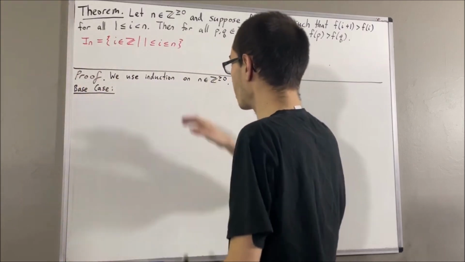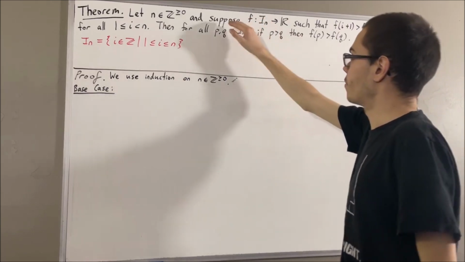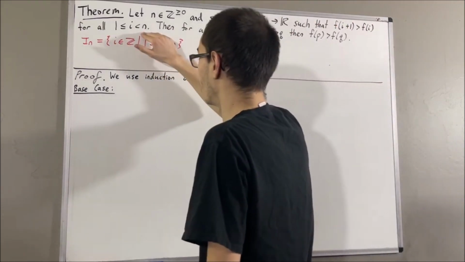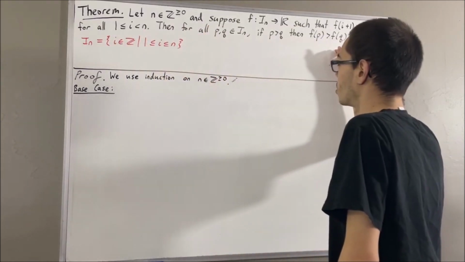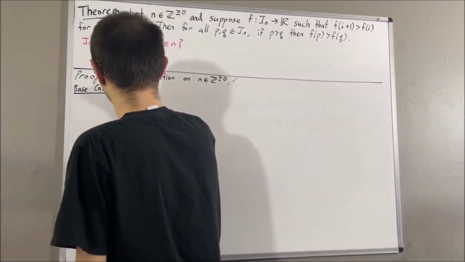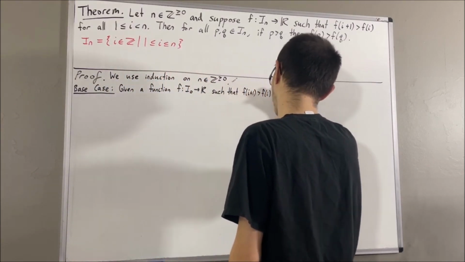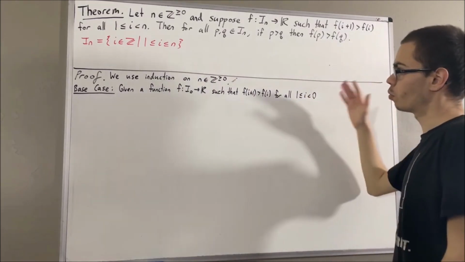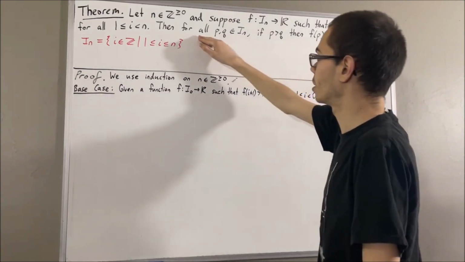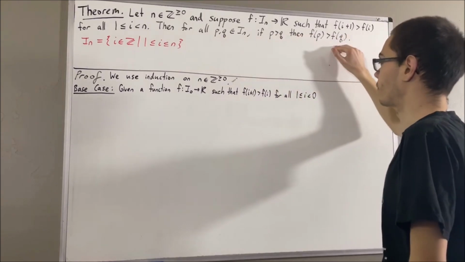In the base case, we're trying to prove the theorem in the case where n is equal to 0. So we want to prove, given a function f from I_0 to R, which has this property, well then the function has this property. So let's consider a function f from I_0 to R, which has this property. From here, we want to show that the function has this property as well. In other words, we want to show for all elements p and q in I_0, if p is greater than q, then f(p) is greater than f(q).